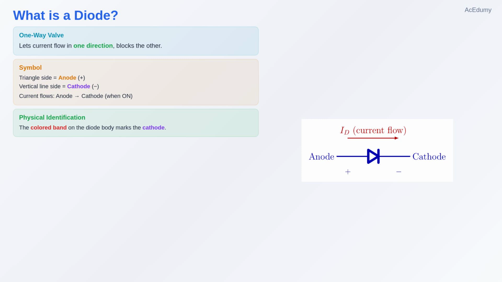Now, in the lab, a real diode looks like a small glass or plastic cylinder with a colored band on one end. That band marks the cathode. So remember, the band is the cathode. That is all you need to know to place it correctly on a breadboard. The important thing is how the diode behaves depends on what material it is made from. The two most common types are silicon and germanium. Let us look at each one.